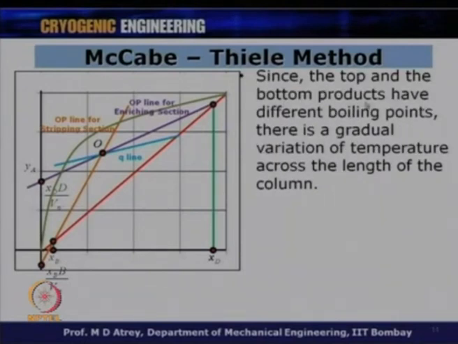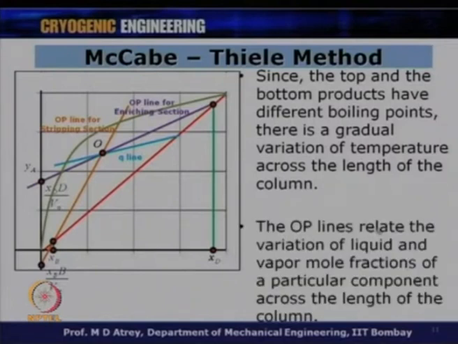Since the top and the bottom products have different boiling points, for example, 77 Kelvin, maybe the product had 95 Kelvin, which is oxygen, there is gradual variation of temperature across the length of the column, all right. So, I said 95 should be 90 Kelvin, which is oxygen, 77 Kelvin, which is nitrogen. So, you have got 90 Kelvin at the bottom, you got 77 Kelvin on the top, and at any point in the column, at any plate in the column, you got a temperature in between these two values, 90 to 77 Kelvin. So, when you come down from top to bottom, you will have a temperature gradient from 77 Kelvin at the top to 90 Kelvin at the bottom.